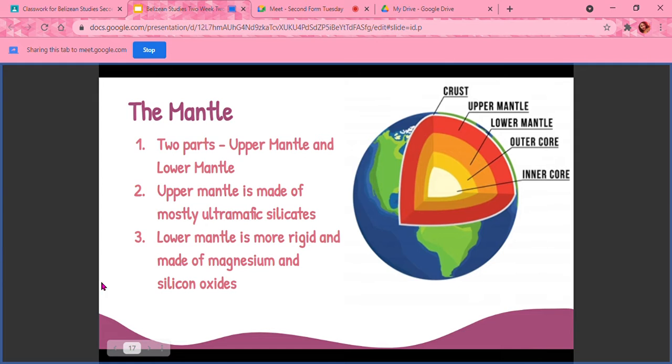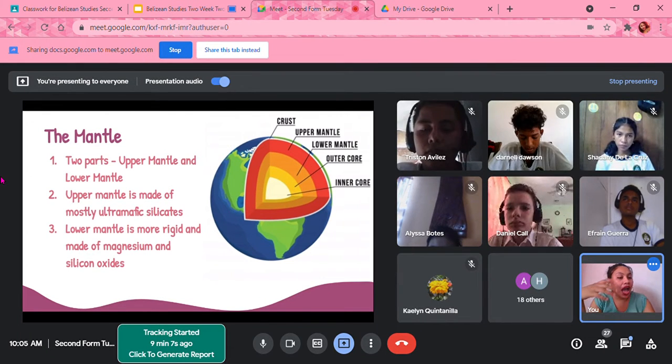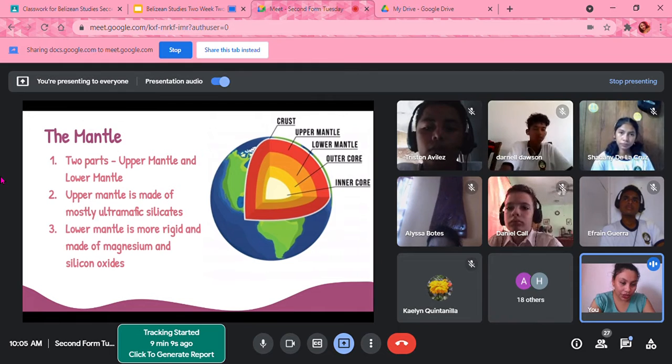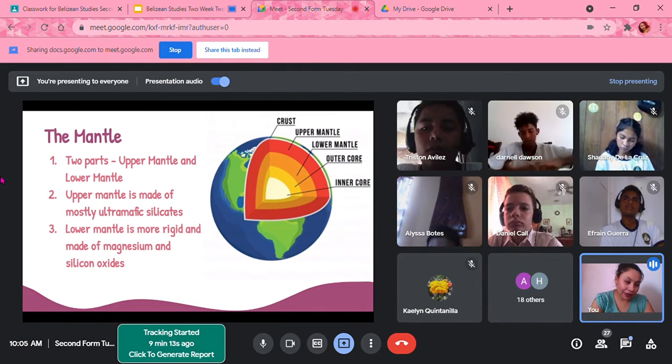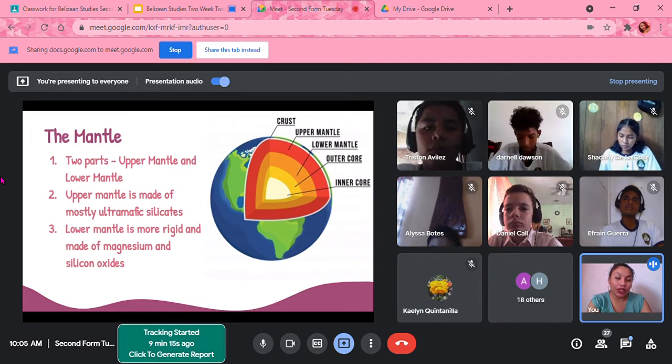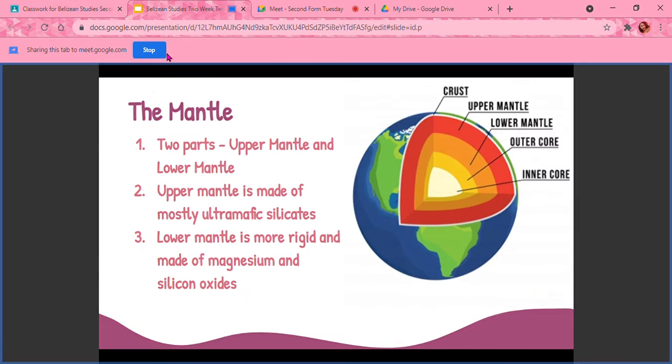The upper mantle is made of mostly ultramafic silicates, and the lower mantle is more rigid and made of magnesium and silicon oxides. So I am just giving you the composition of these different layers, but we don't have to memorize them or learn them. It's just for your knowledge so that you understand how later on, when we go on to the different landforms, these things play a part in it.